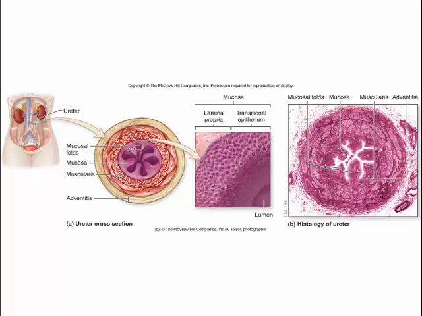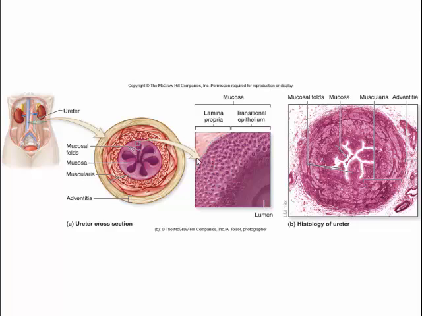In these cross-sectional views of a ureter, you can see the layers of the mucous membrane. The epithelium found here is unique to the urinary system, a transitional epithelium, which is a stratified epithelium in which the cells are unusually stretchy. This tissue type is also found in the urinary bladder.